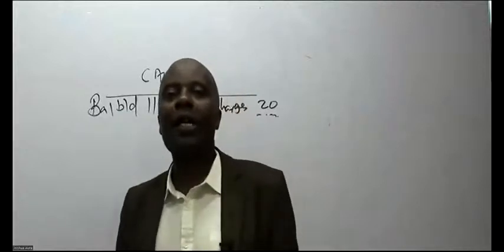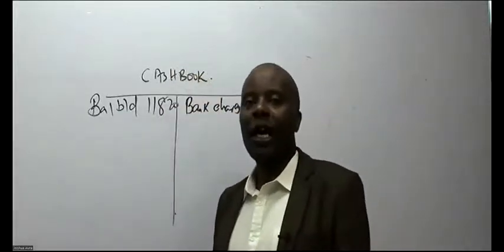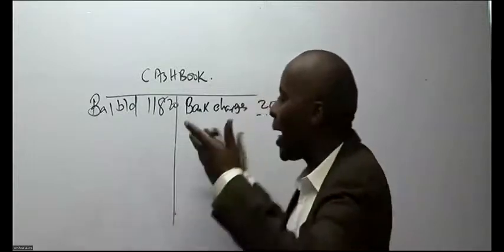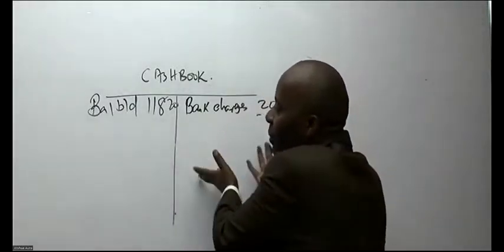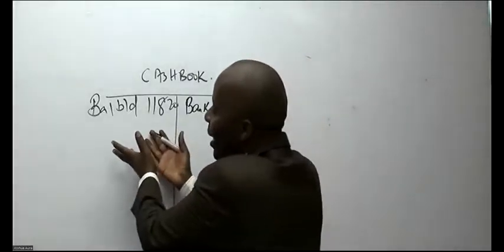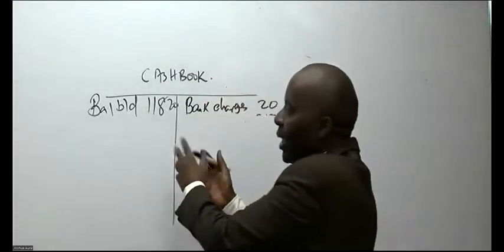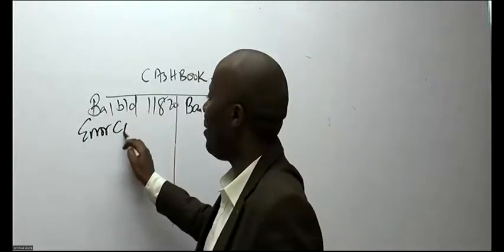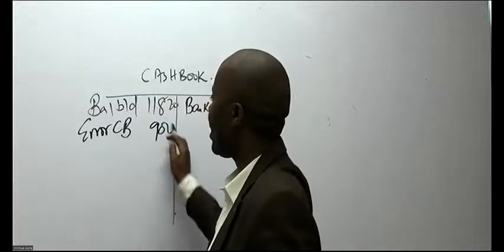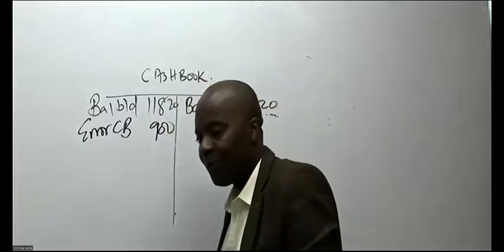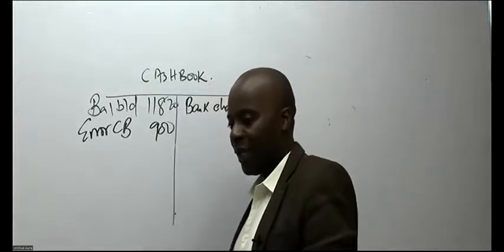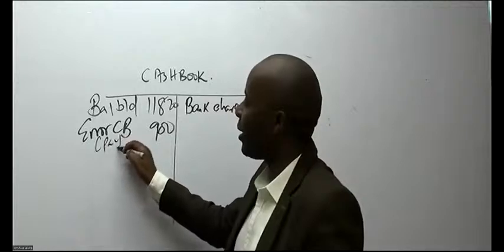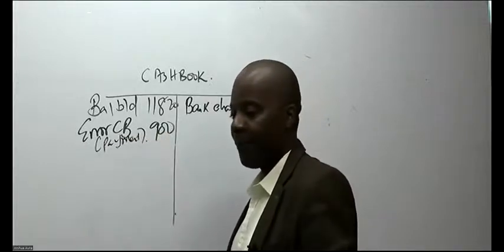So this error is an overcast. I paid more. I removed higher amounts from my cash book. So to cancel this higher amount, what do I do? I should come and debit here. So in this case, we have an error in the cash book. Error CB, and the error is 900. Error in the cash book, 900, as pertains to payment.